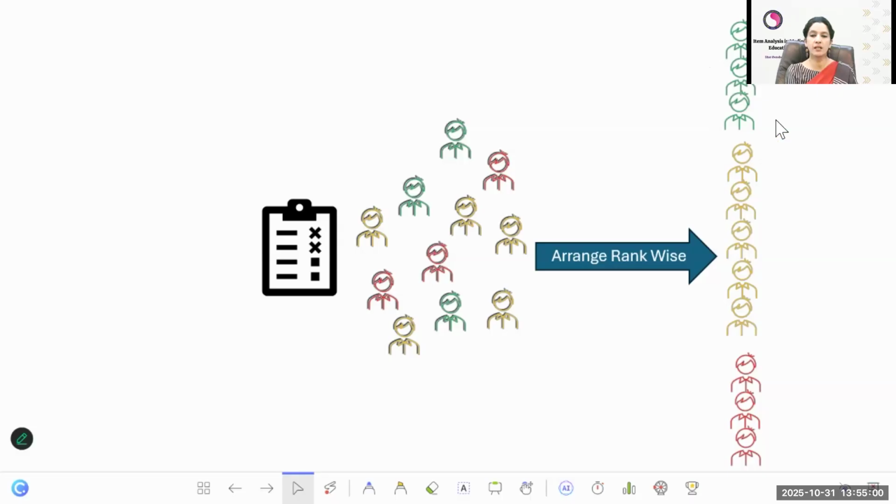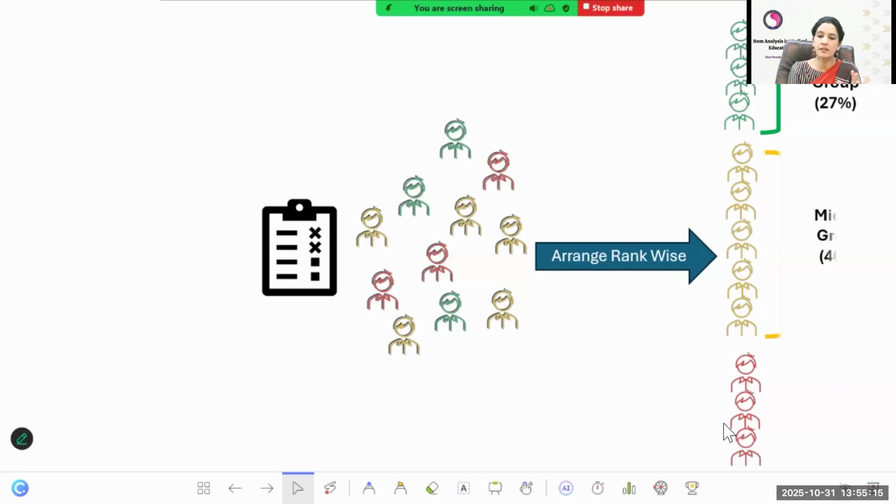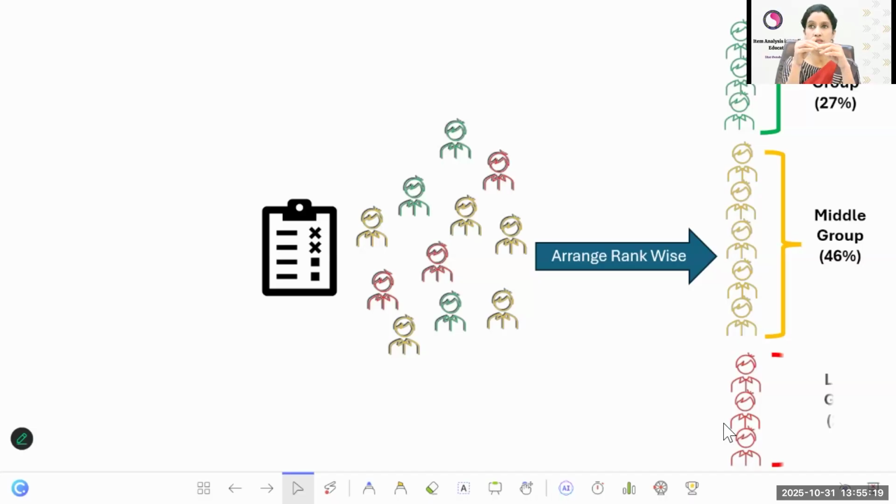So if you see here, we have coded it with a green color. This green color is the top ranker and these bottom red ones are the bottom ranker. This is known as the upper group, that is the 27%, and this middle group is the 46%, and this lower group is the 27%.